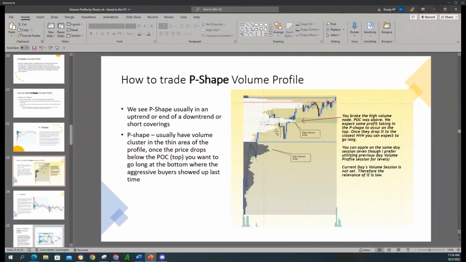Are these data points available on the Discord? Yeah, they're all available. Okay, thanks.